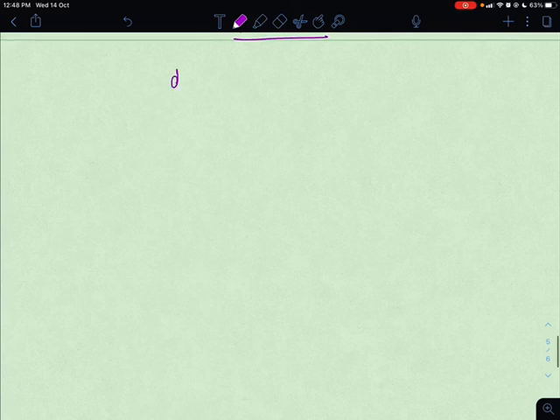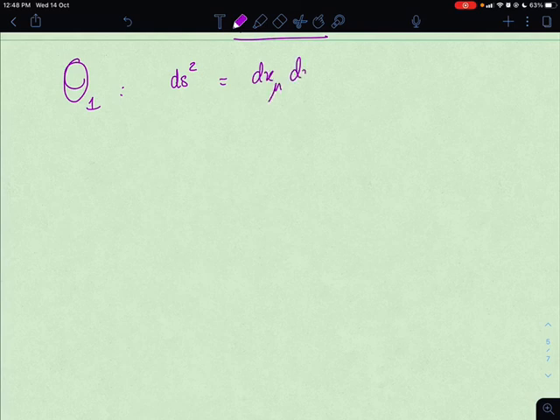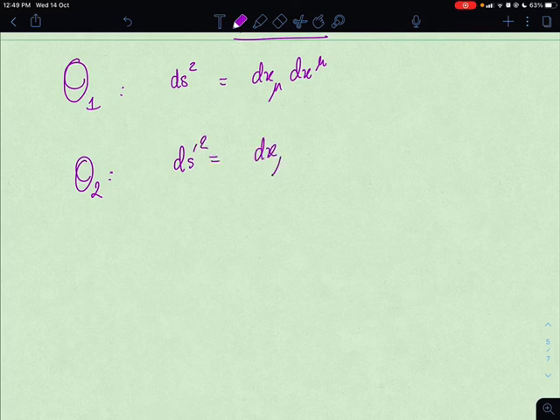So let's start with the ds square in one frame of reference, which I'll call theta 1. In this frame there is a line element called ds square. This is nothing but dx mu dx mu. In another frame theta 2 there is a line element ds prime square. This is given by some dx prime mu dx prime mu. Now we want to ask the question, what relates these two?